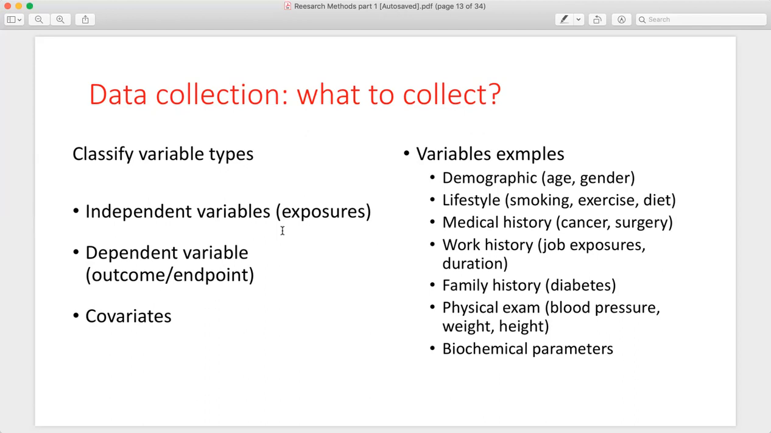So here are some examples of variables. For example, the demographic variables would include age, gender. Lifestyle variables will include smoking, exercise, diet. Medical history would include history of having cancer or surgery. Work history, for example, job exposures or duration in the job. Family history. Physical examination that might include blood pressure, weight or height, or biochemical parameters that can be measured in the lab.